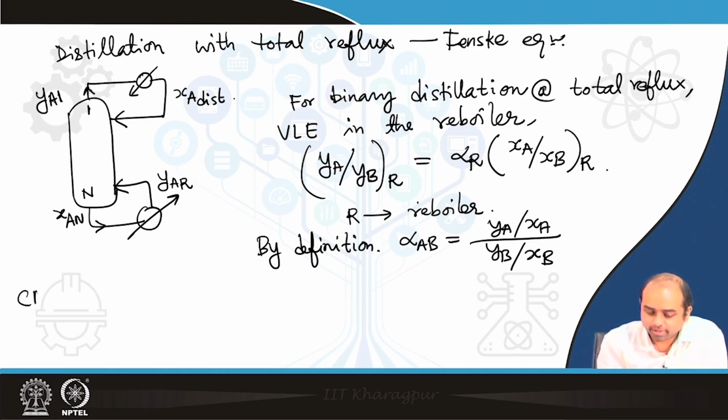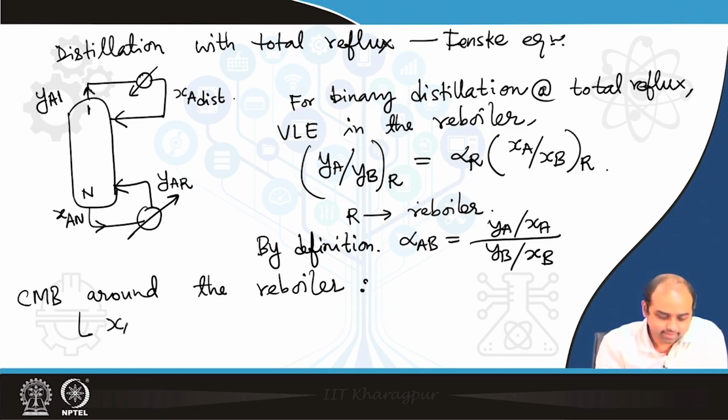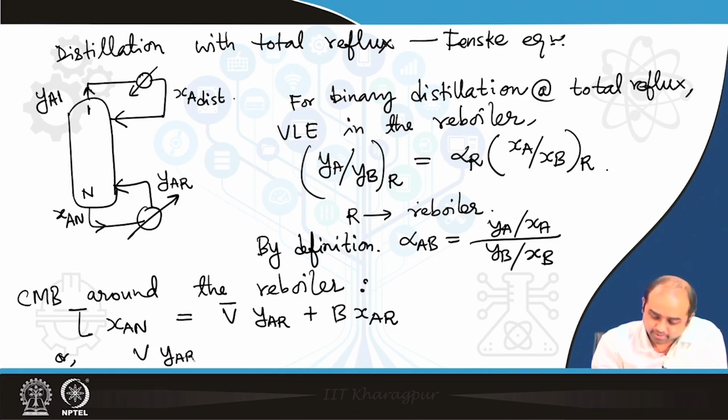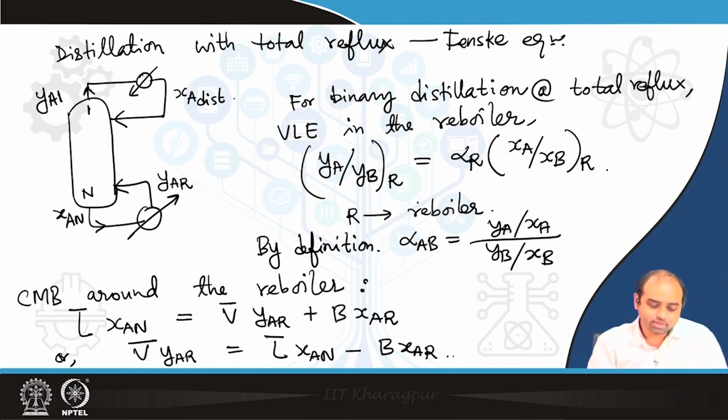Now, making a component mass balance around the reboiler, we then use those equations to substitute YA and YB. So, L bar XAN, where I write L as L bar because this is the stripping part, equals V bar YAR plus B into XAR. This is around the reboiler. Or I can write V bar YAR is equal to L bar XAN minus B XAR. This is the component mass balance around the reboiler.